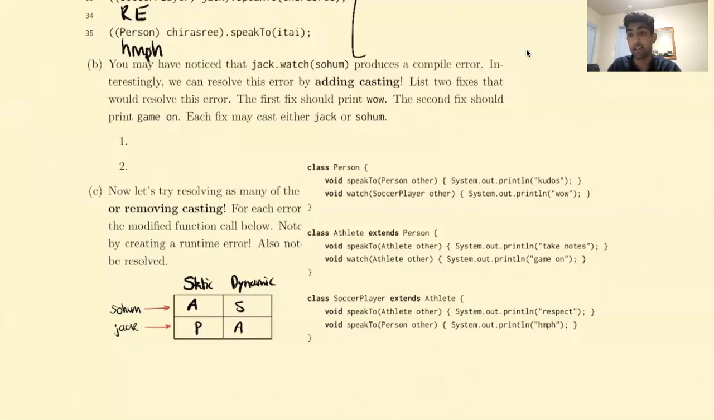Hi everyone, this is going to be a video walkthrough on problems B and C for question 1 on CS61B Spring 2021 exam prep discussion for week 4 on inheritance. That was a doozy. Okay, let's dive in.